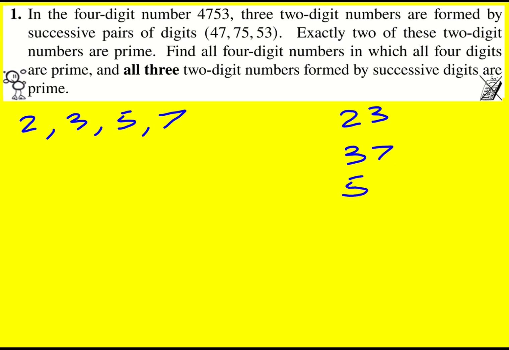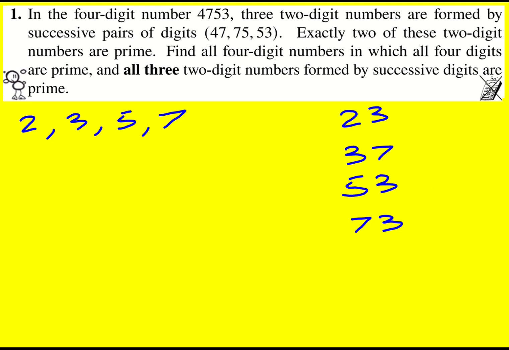And then ones that start with 5, going to be 53. 57 is actually divisible by 3. And then finally, ones that start with 7, 73 is the only option. So these are what I can kind of build the numbers around.